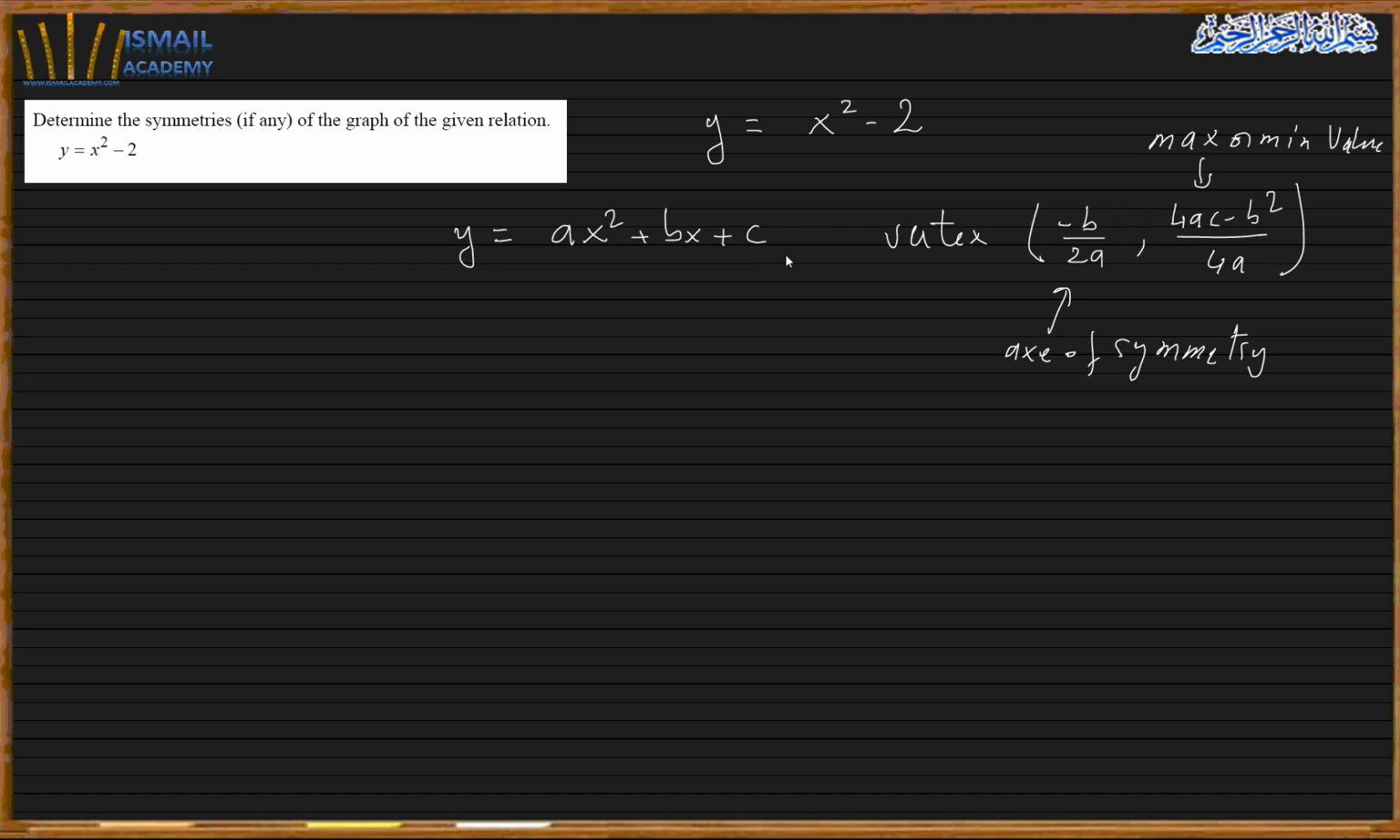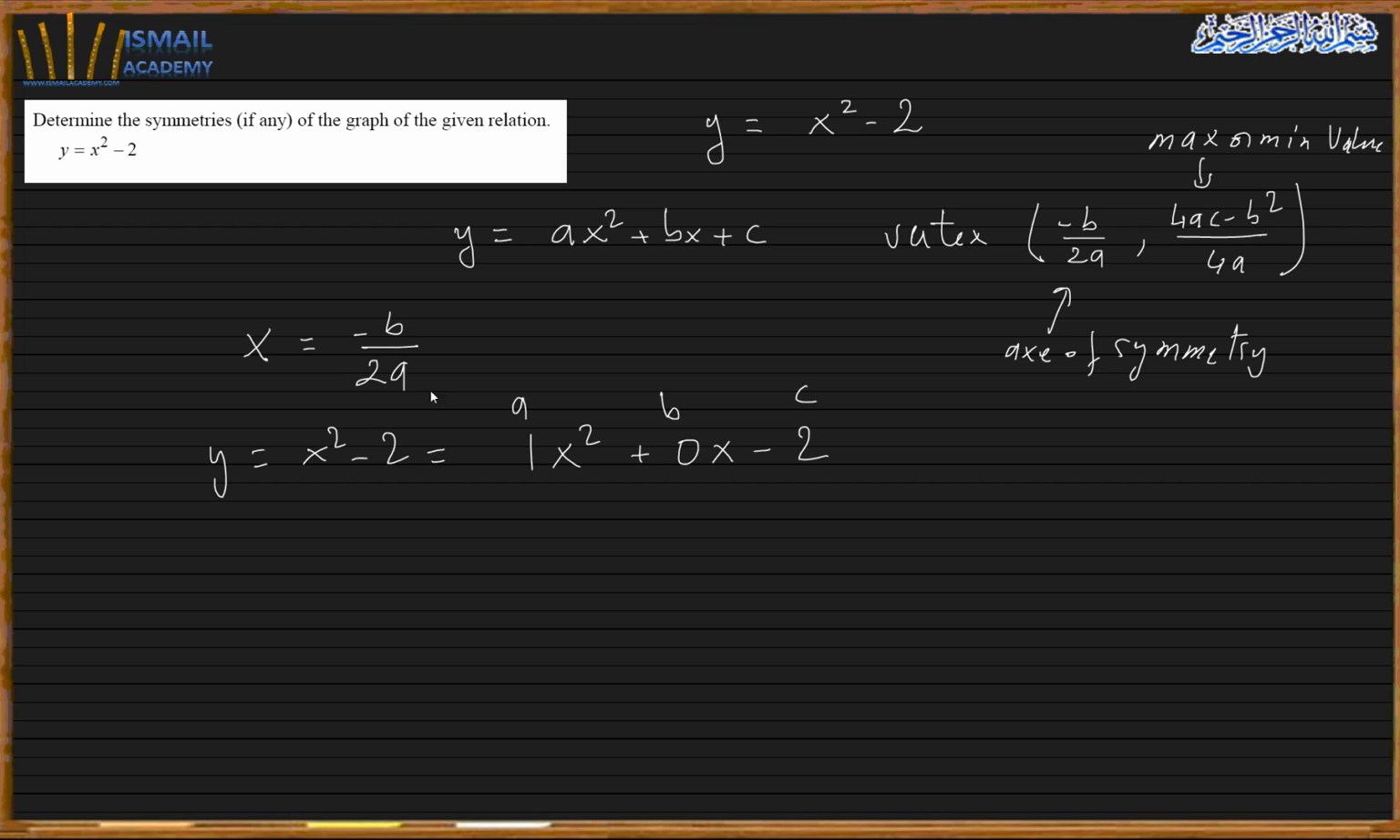So here they ask me to find the symmetry, so the axis of symmetry. Here I'm going to use only that equation. My axis of symmetry is the x value of the vertex, which is x equals minus b over 2a. So I just need to determine what a and b are here. y equals x squared minus 2 is the same thing as 1 x squared plus 0 x minus 2. That means this is my b, this is my a, and this is my c.